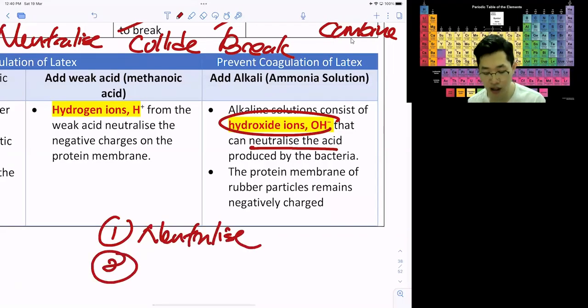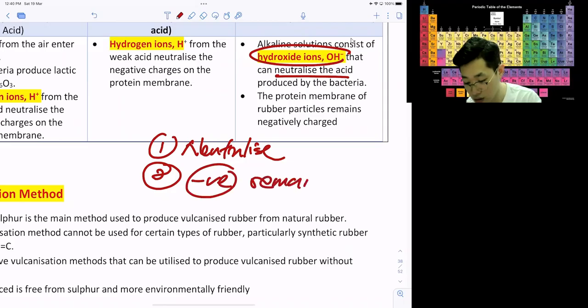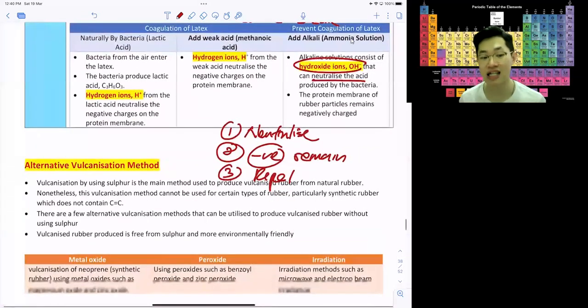And then the second point: when it neutralizes the acid produced by bacteria, what happens? The negative charges remain on the protein membrane. When the negative charges remain on the protein membrane, they will repel. When they repel, latex does not coagulate.